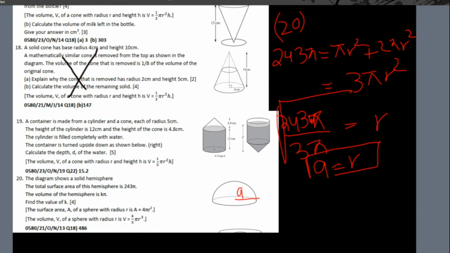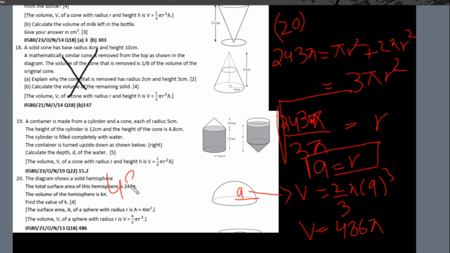Next, volume is k pi. Find the value of k. So the formula for the volume of a hemisphere is 2 by 3 pi radius cube. So 9 cube times 2 divided by 3 is 486. So this becomes 486 pi, and we know 486 pi equals k pi from here. So k equals 486.